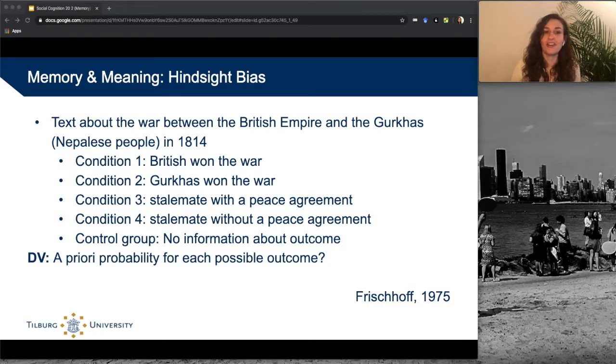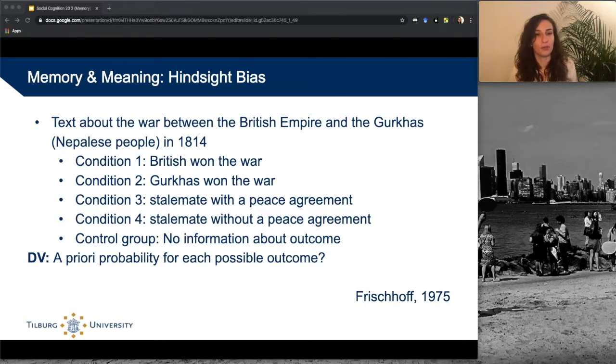And here are 5 conditions that participants were randomly allocated to. Either they were told that the British won the war, or they were told that the Gurkhas won the war, or they were told there was a stalemate with a peace agreement, or they were told there was a stalemate without a peace agreement, or finally there was a control group and there was just no information given about the outcome of this war.